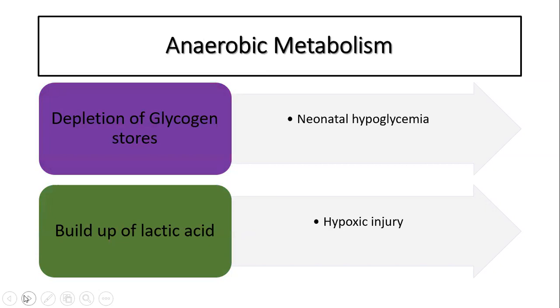There's also depletion of glycogen because you switch on from aerobic to anaerobic metabolism. Because of the depletion of glycogen, these babies are at risk of neonatal hypoglycemia. And therefore, a baby who has gone through stress in labor or a baby who is small from chronic hypoxemia is at risk of hypoglycemia and needs to be monitored. And also, the buildup of lactic acid is what will actually cause the damage to the baby's organs.